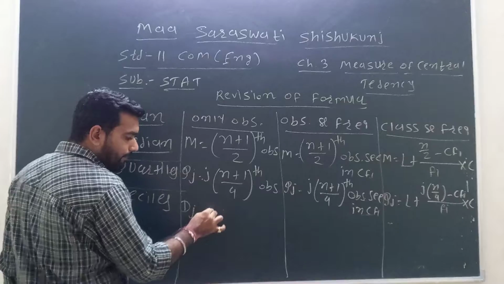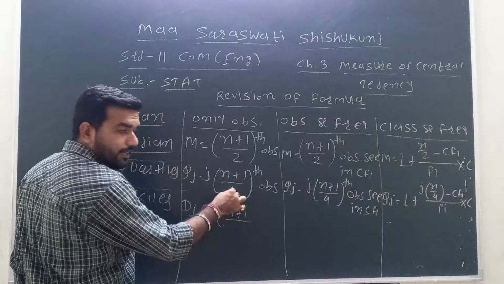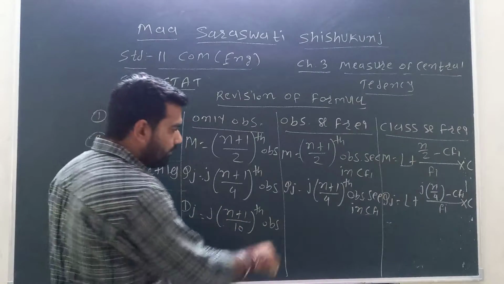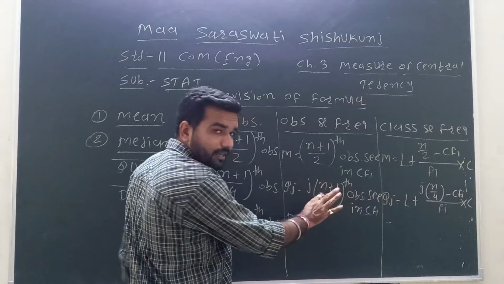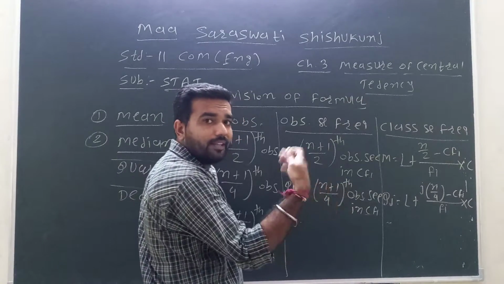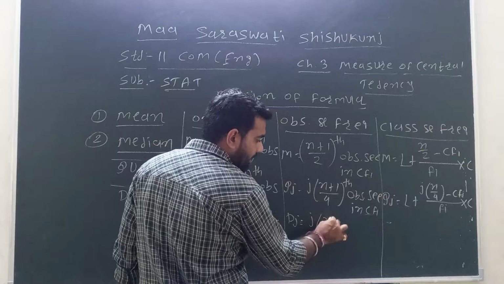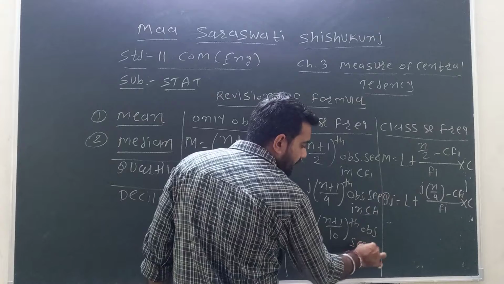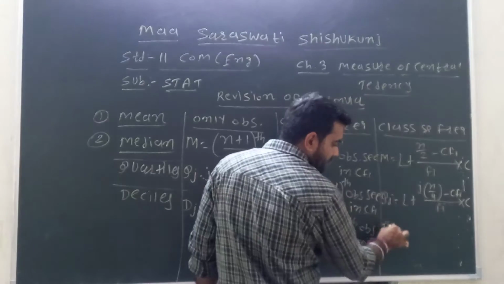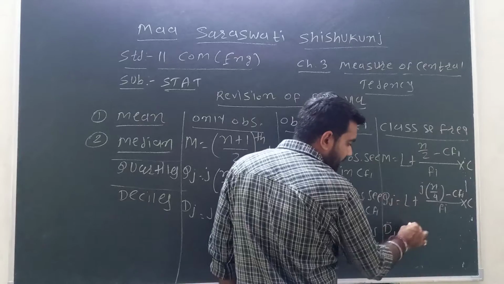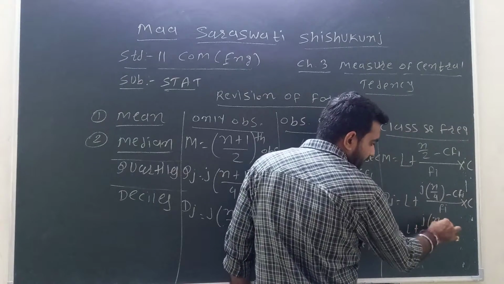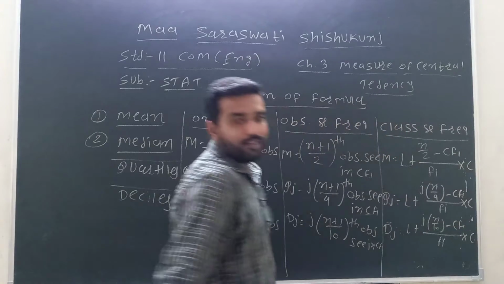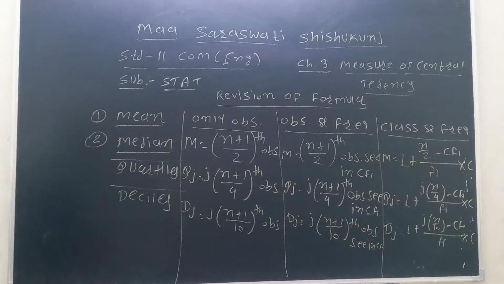So Dj is the same: j in bracket (n plus 1) by 10th observation. Same formula, but in place of 4 we put 10. So Dj is j in bracket (n plus 1) by 10th observation, C in CFi. And last, when classes are given, Dj is equal to L plus [j in bracket n by 10 minus CFi] upon fi, multiplied by C. So these are the deciles formulas.